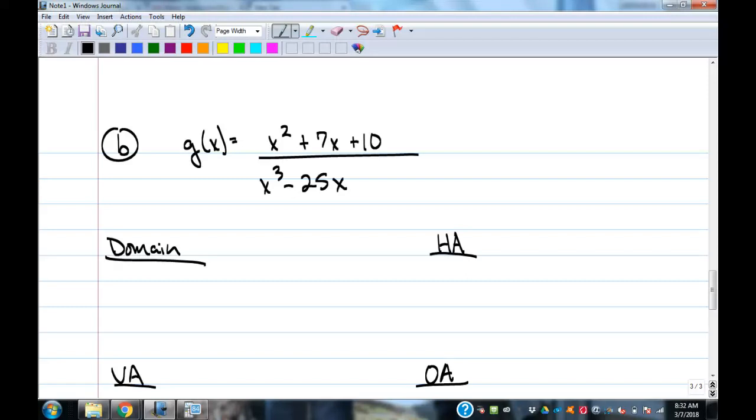All right, so domain. What do we do? Denominator equal to 0. What now? Factor out an x. There's a GCF of an x. That leaves us x squared minus 25. Will that factor, the x squared minus 25? Yeah, it factors as x plus 5, x minus 5.